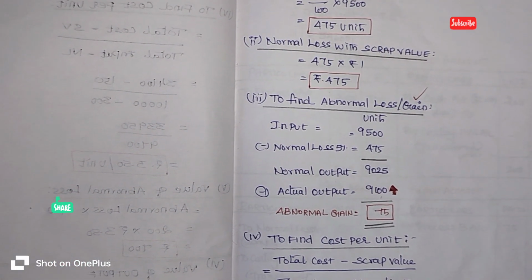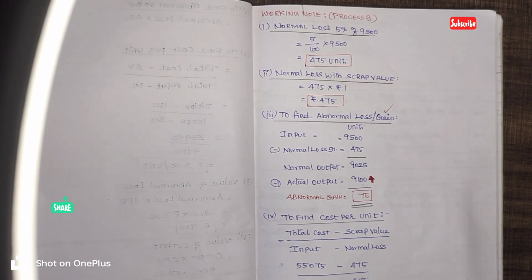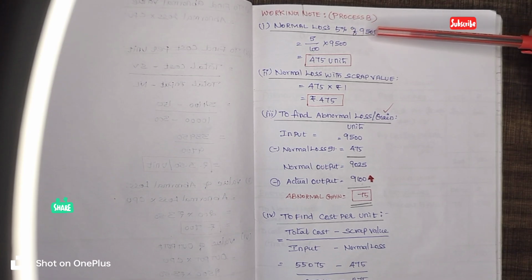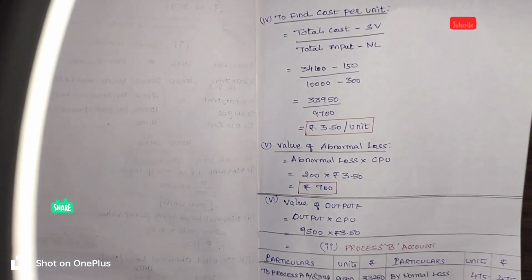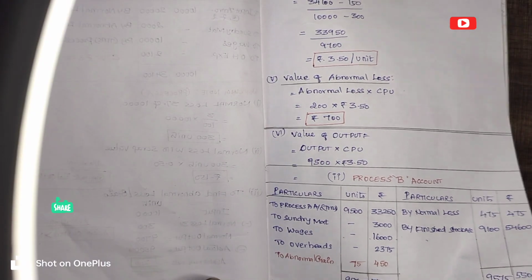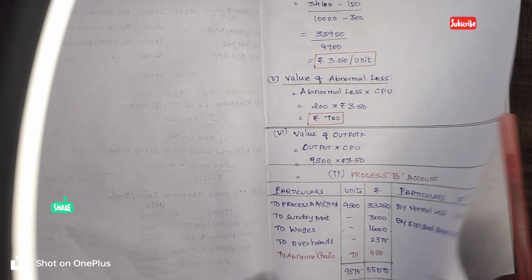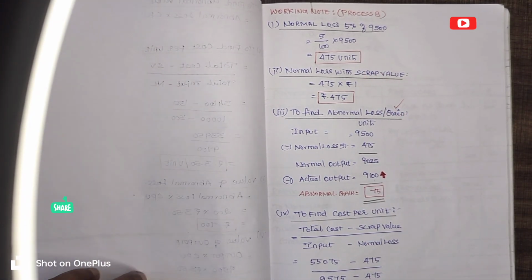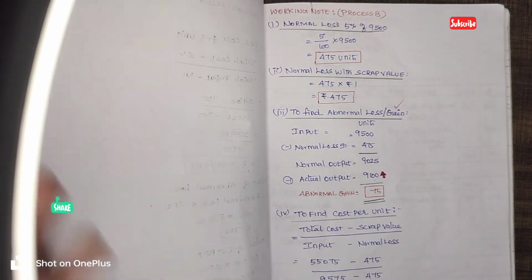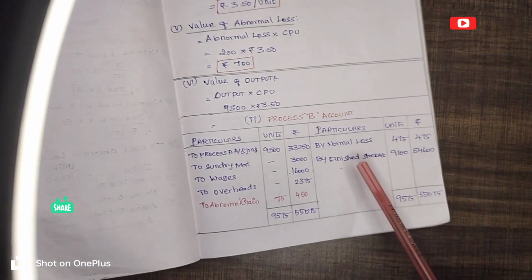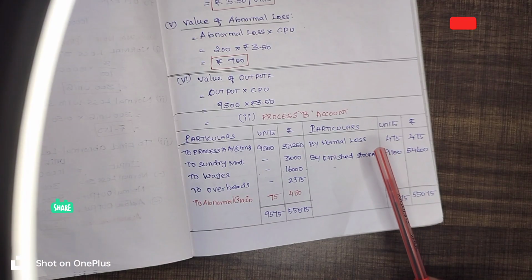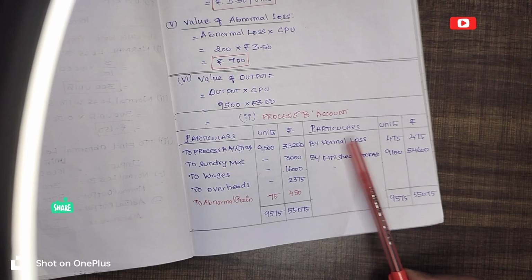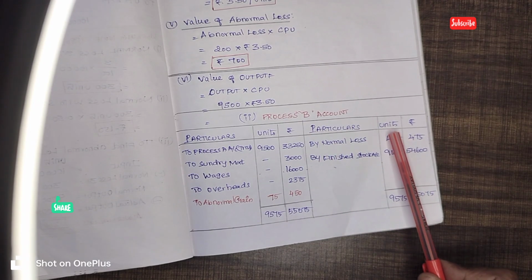How can you find out the normal loss? It's very easy. Listen, the normal loss value they have given in the question is 5% of the input value. The input value is 9,500 units, right? So 5% of 9,500 gives you 475 units. That 475 units is called normal loss. Normal loss always appears on the creditor side of the process account, so for normal loss, 475 units are entered in the unit column.